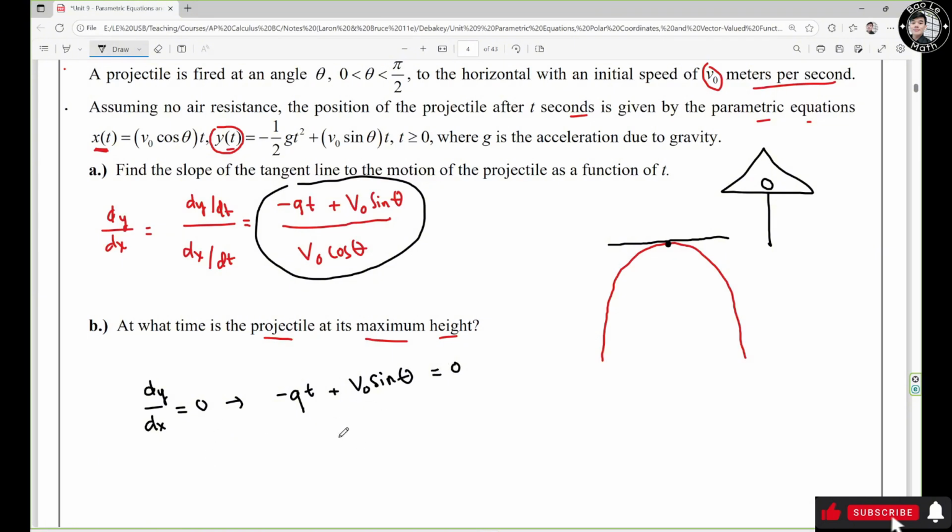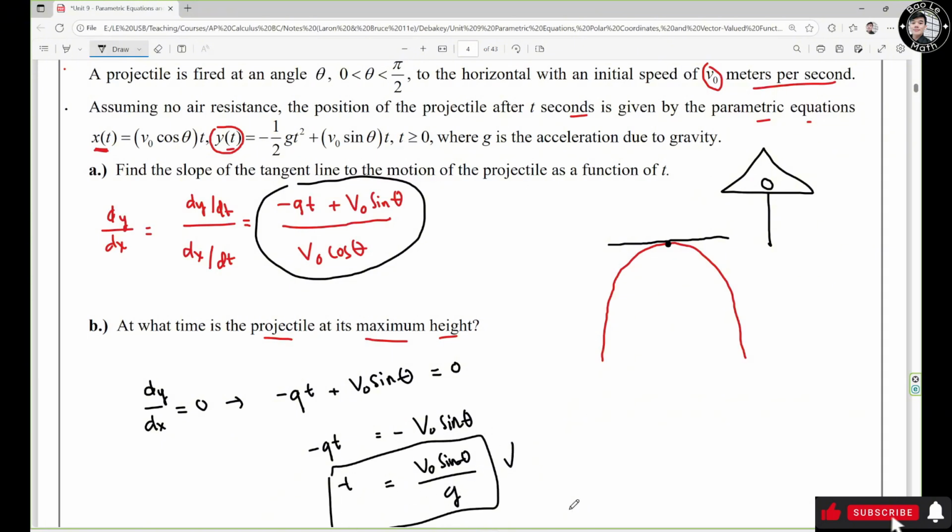Then you just solve for t, right? So -gt equals -v0 sine theta, right? Divide both sides by -g, so t equals v0 sine theta over g, right? And this one is the final answer, right? And it's a good time to stop.